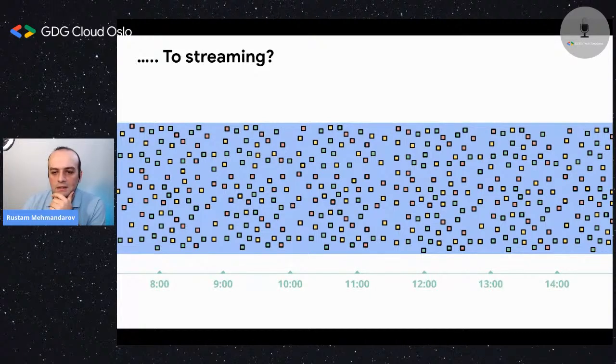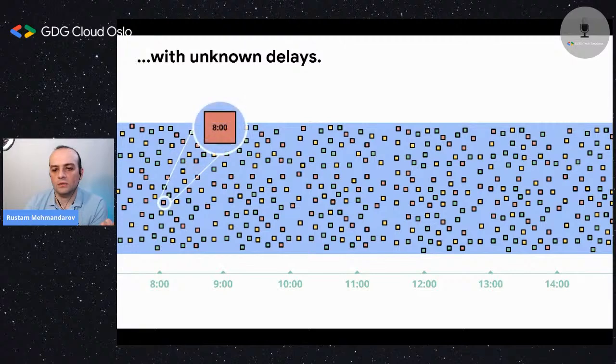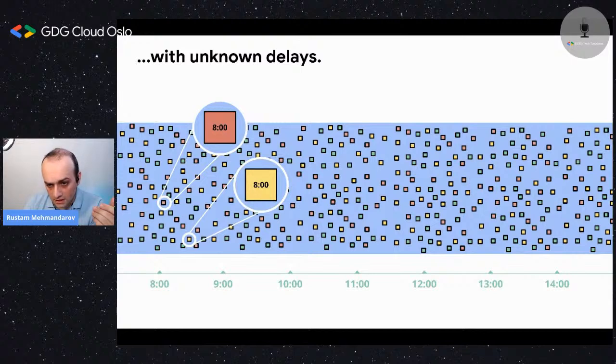One of the problems is that there is no end to it, right? The other problem is that you don't know when your data will be arriving. So you don't know when the delays are going to be. So your data for 8 o'clock in the morning can arrive at 8 o'clock in the morning. It can also arrive a bit later than 8, but 8-ish.